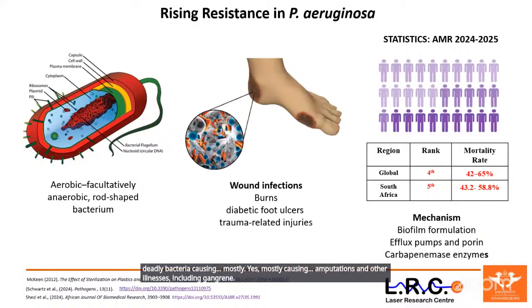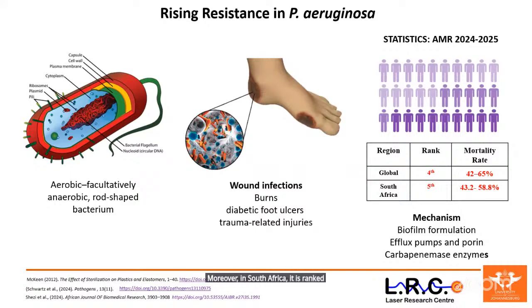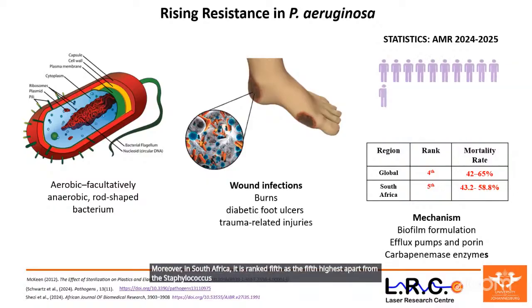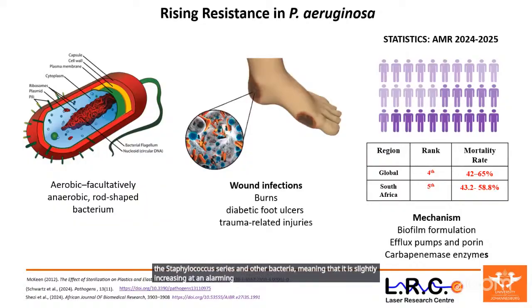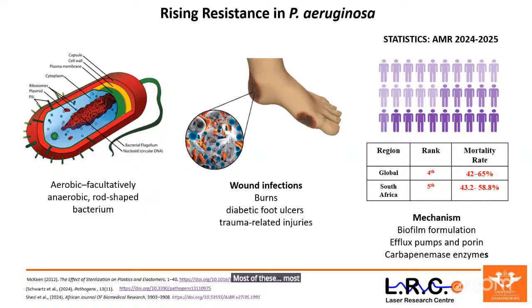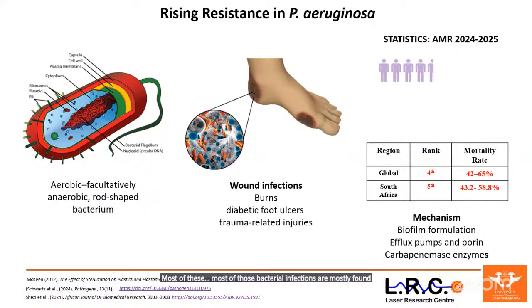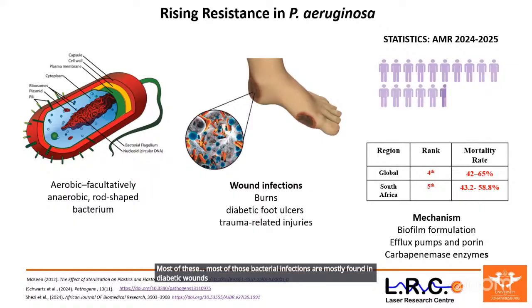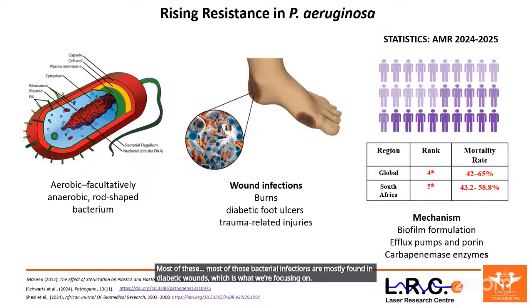Moreover, in South Africa, it is ranked fifth, apart from Staphylococcus aureus and other bacteria, meaning that it is increasing at an alarming rate. Most of those bacterial infections are mostly found in diabetic wounds, which is what we're focusing on, burns, and also other traumatic injuries, including venous ulcers.